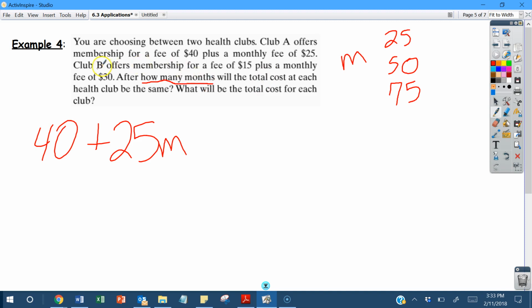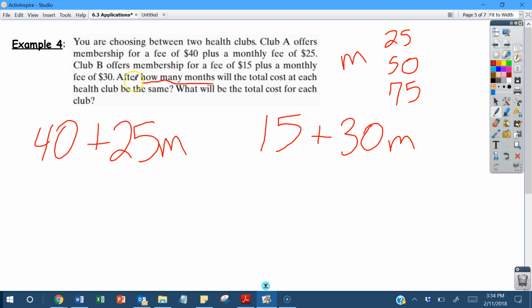Now, Club B offers a membership fee of $15, so the flat rate is 15, and the monthly fee is 30. So each month you're going to pay $30. We can express this as 30 times M. So when M is 1, you're paying 15 plus 30. When M is 2, you're paying 15 plus 60, and so on and so on. So in this case, the flat rate is represented as a constant. These are constants. And the monthly rate is the linear term. It's the coefficient times the variable.